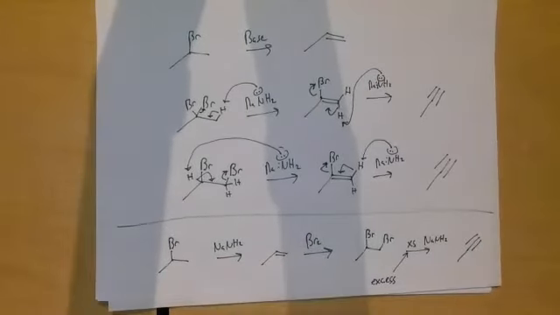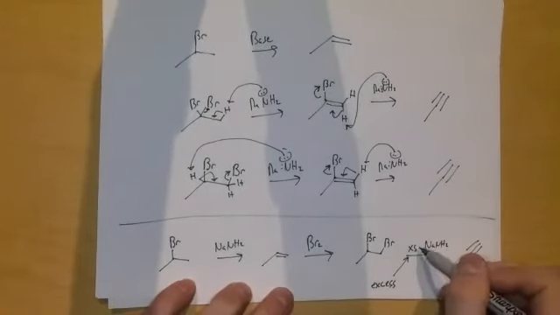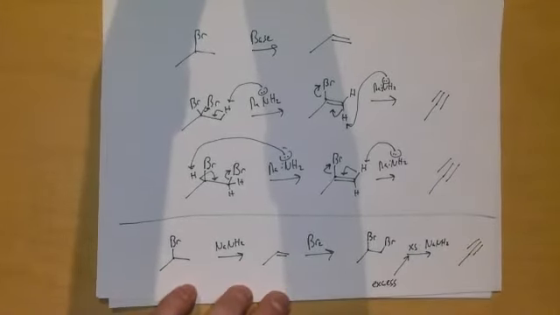And make a triple bond. Also, this is my shorthand for excess. I just put XS on there. So if you ever see that, that just means more than one equivalent.